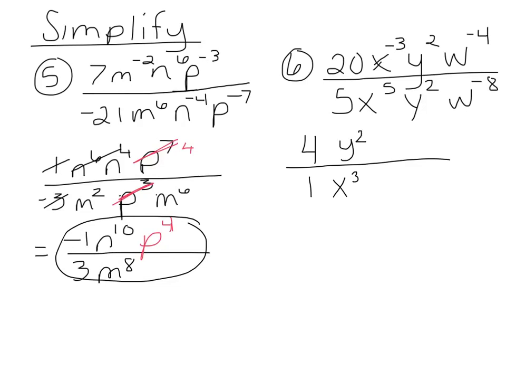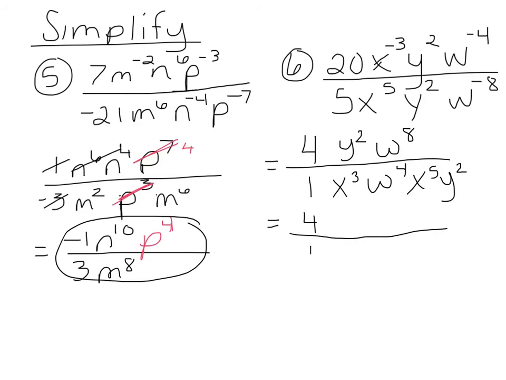W to the negative fourth is going to go on the bottom. X to the fifth is going to stay on the bottom. Y squared is going to stay on the bottom. And W to the negative eighth is going to move up top. Okay, so we had a lot of things move in this one.